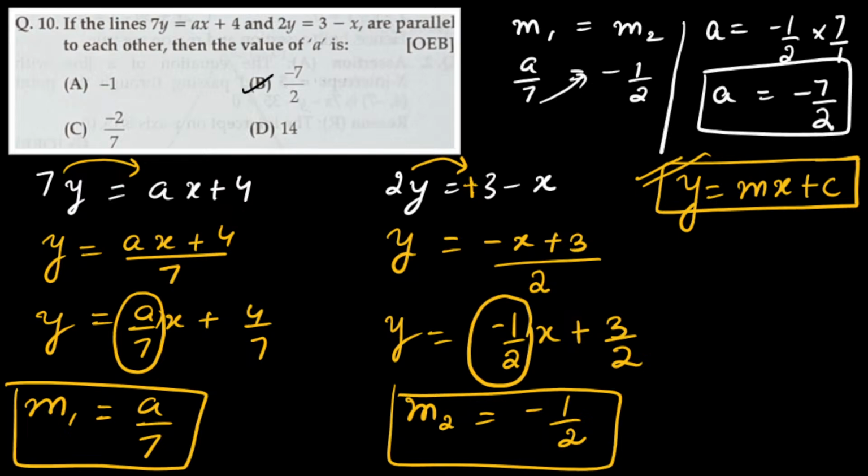So which option? Option B. Minus 7 by 2. I hope you have understood the questions.